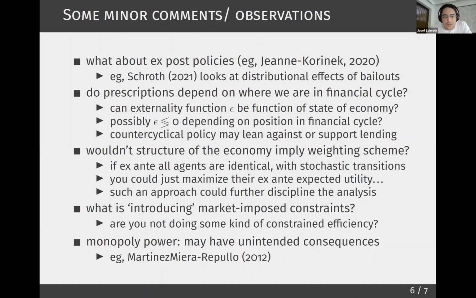Going back to this Aiyagari-type model, I think the structure of the economy could also imply a weighting scheme. So if, for example, ex ante all agents could be identical, and you then have stochastic transitions afterwards, then you could just maximize their ex ante expected utility. That would basically get rid of some of the degrees of freedom.